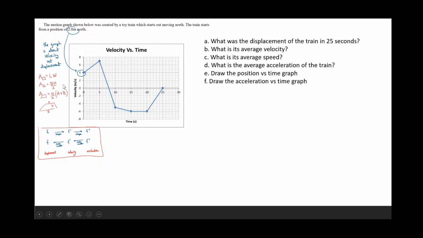Because we're going to be finding areas under the graph, here are reminders of shapes. The area of a rectangle is length times width, the area of a triangle is base times height over 2, and for a trapezoid with two parallel sides of length A and B and a height, the formula is as follows.